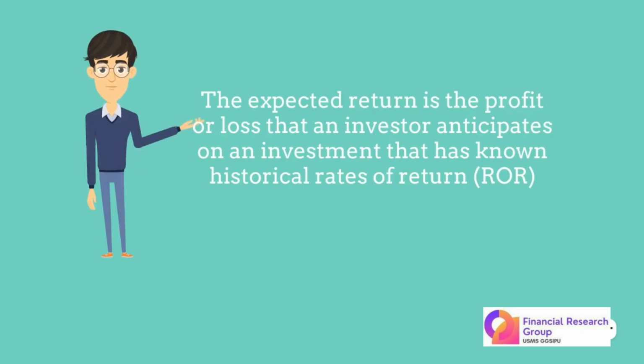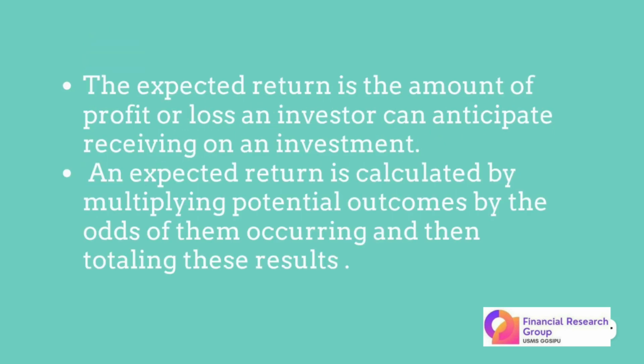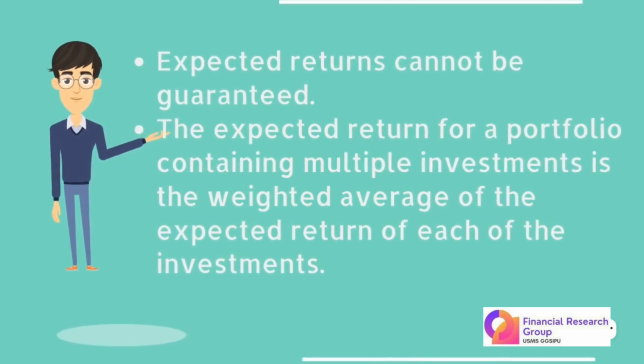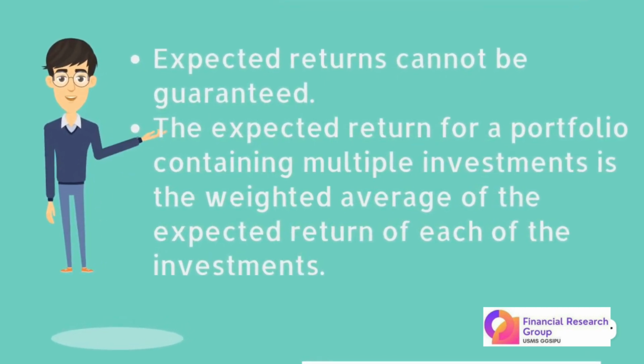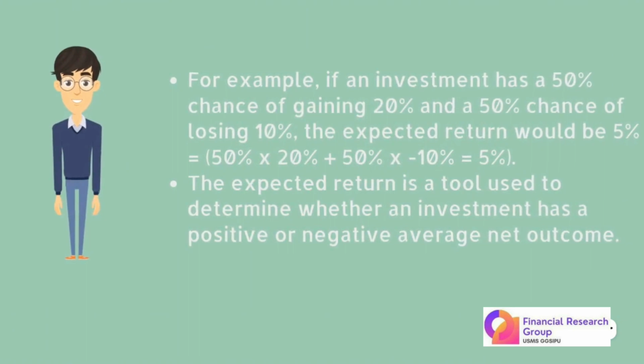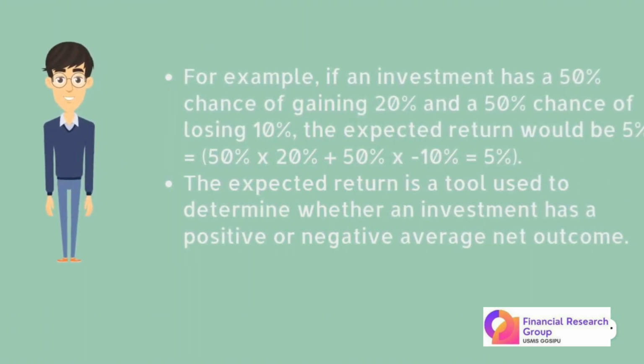Expected return. The expected return is the profit or loss that an investor anticipates on an investment that has known historical rates of return. Point 1. The expected return is the amount of profit or loss an investor can anticipate receiving on an investment. Point 2. An expected return is calculated by multiplying potential outcomes by the odds of them occurring and then totaling these results. Expected returns cannot be guaranteed. The expected return for a portfolio containing multiple investments is the weighted average of the expected return of each of the investments. The expected return is a tool used to determine whether an investment has a positive or negative average net outcome.